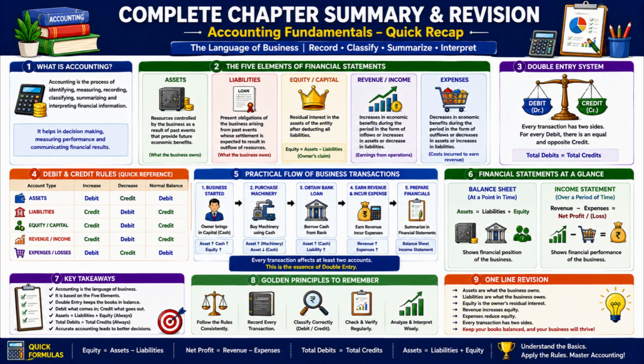Let us quickly revise what we learned today. We understood the meaning of the accounting process, the 5 elements of financial statements: asset, expense, liability, equity or capital, and revenue, a practical balance sheet example, the double entry system, and debit and credit rules. These concepts form the foundation of accounting and are extremely important for Class 11, B.Com, and CA Foundation students. In the next lecture, we will learn how to pass journal entries, prepare ledger accounts, and understand accounting transactions in detail.